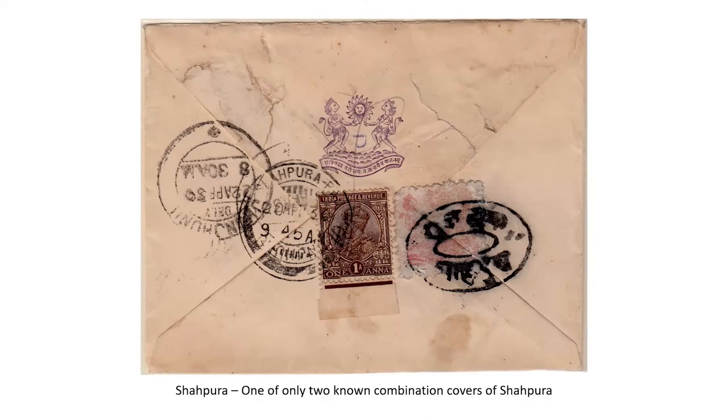And what makes this really, really pretty is the crested stationery that was used, which is the same design as the stamp. Unfortunately, you can't see much of the stamp design over here because it's a big black oval cancel, but that is the same design as the stamp on the stationery.